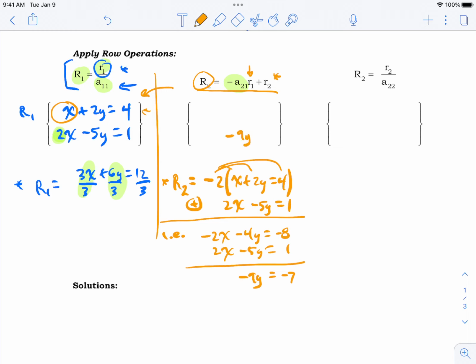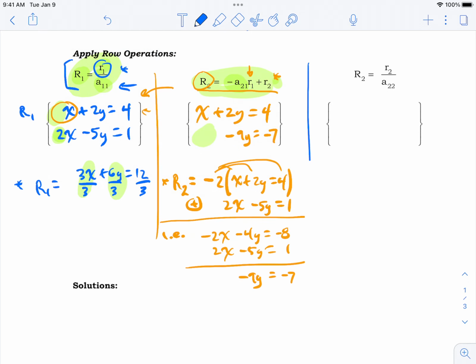Negative 9y equals negative 7. And we succeeded. There's no x term. That's what we were wanting. What about the first row? Well, it didn't change, so just keep it the same as it was on our last step. Okay, so the idea of this row operation was to make this into a nothing. We wanted to get rid of the x. How do you get rid of x? You have to add equations together. We've done this, right? Add equations together.